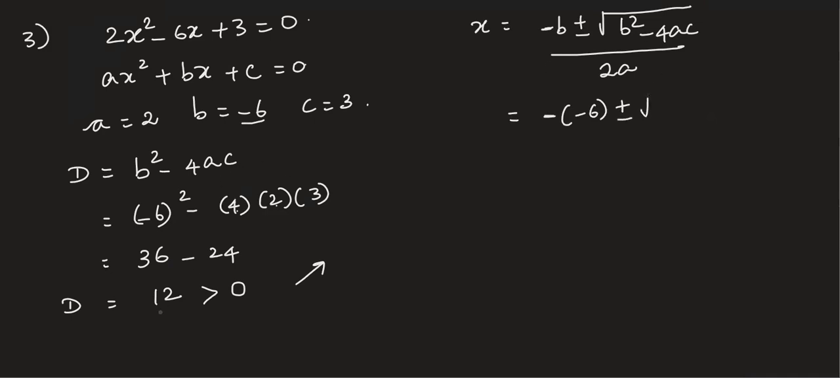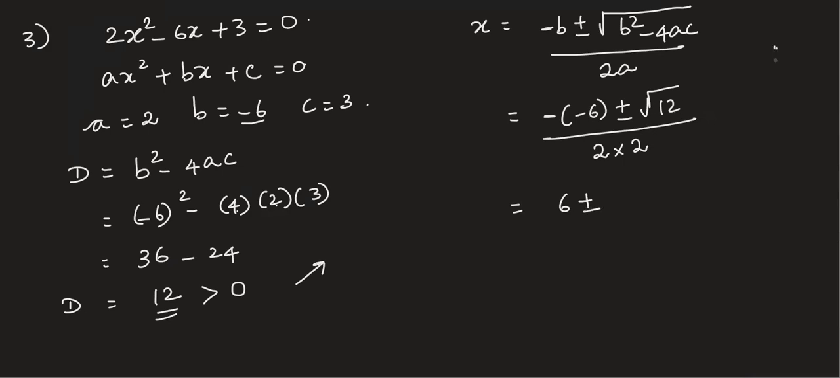We already got the answer, which is actually 12. So it will be square root of 12, the whole thing by 2 into a. So here a will be 2. Minus into minus will become plus, so 6 plus or minus square root of 12.